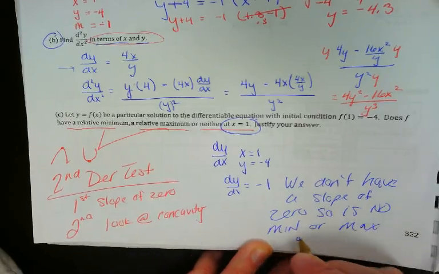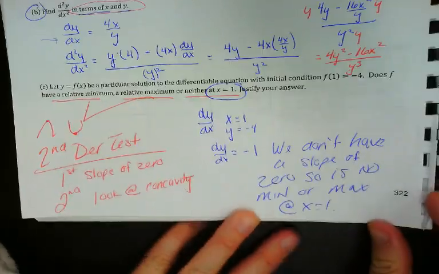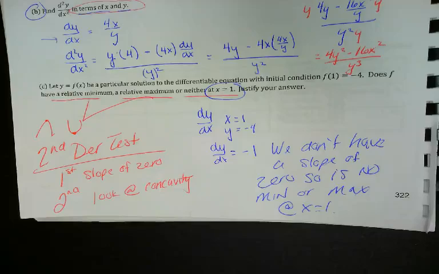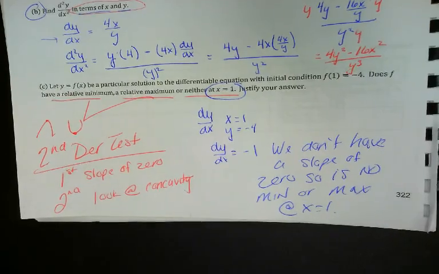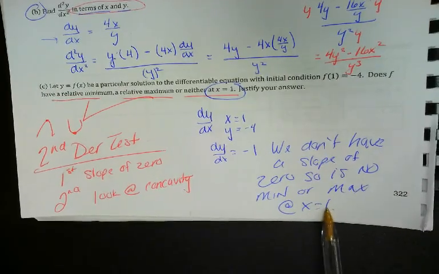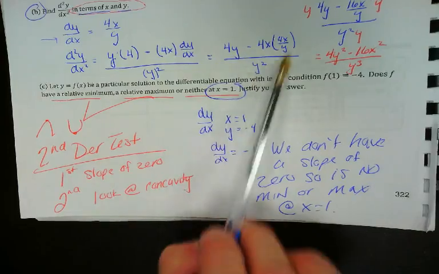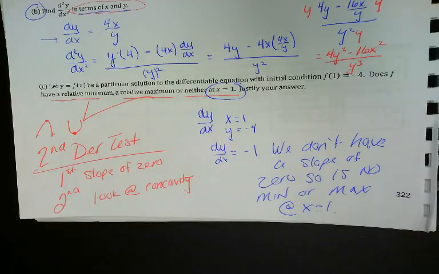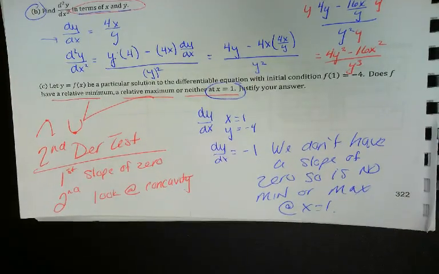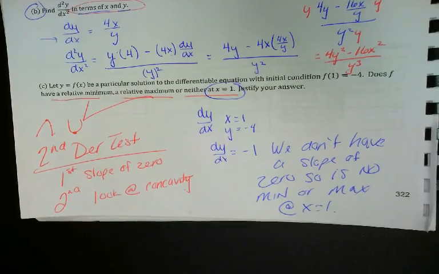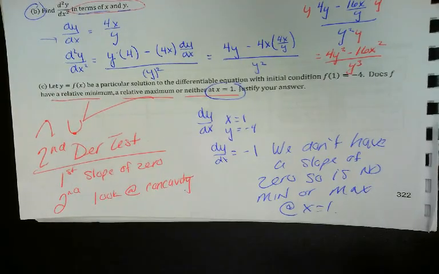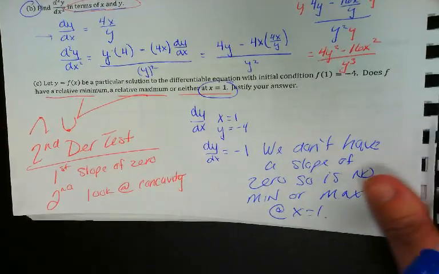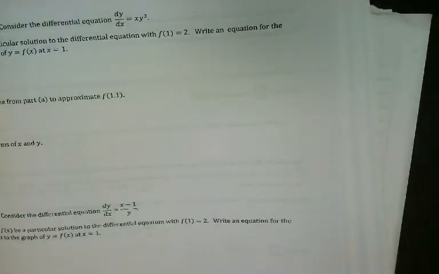Okay, since we don't have a slope of 0, there's no min or max at 1. Now, if we did get a slope of 0, we would then plug our number into the second derivative, and that would tell us if we're concave up or concave down, and that would be whether we have a max or a min. Okay. So really pulling everything we've talked about from those derivatives together here.